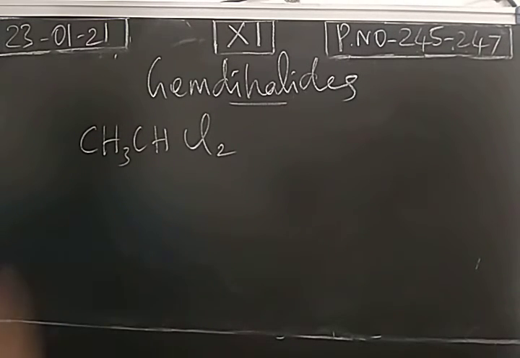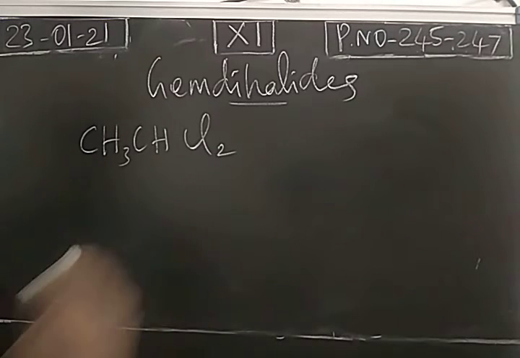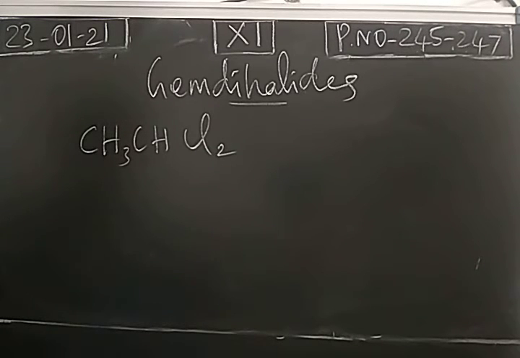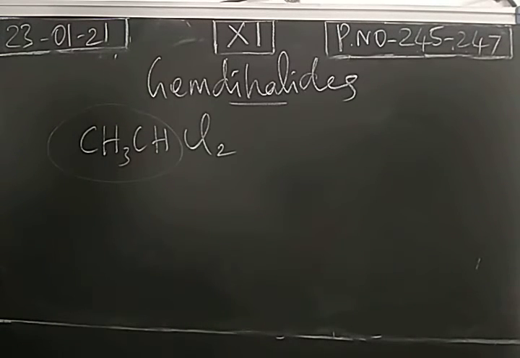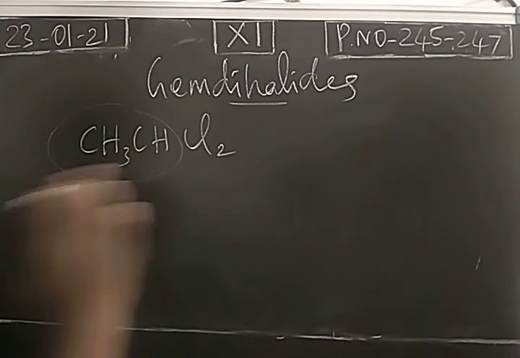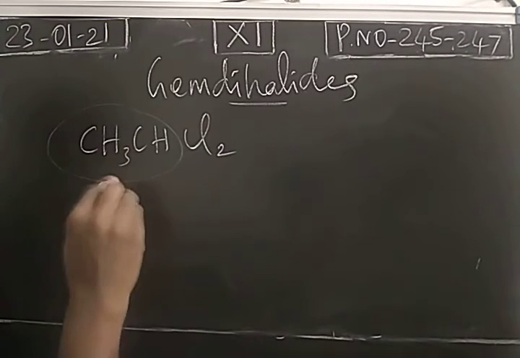So this is the head carbon. The head carbon is bonded with two halogen atoms. It is called gem dihalide. We can write the common name as well as the IUPAC name. This is called the ethylidene group. We are going to write the common name. First one, this is the ethylidene group.